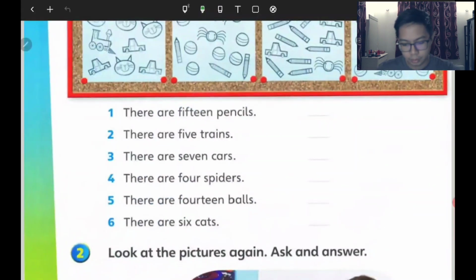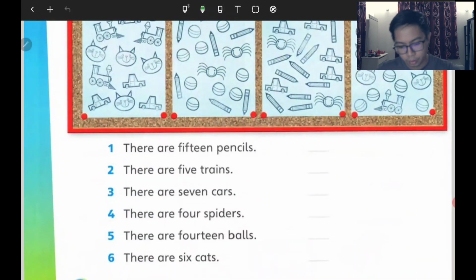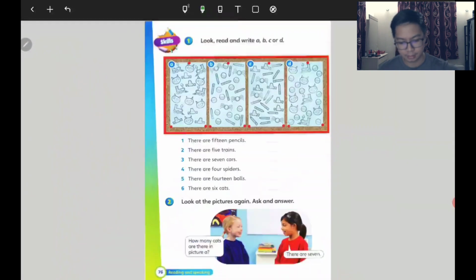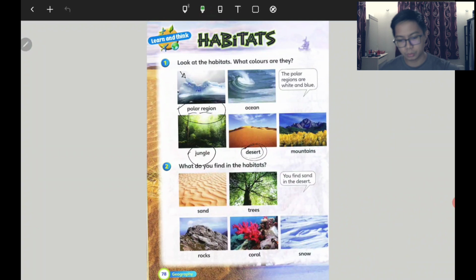And then over here we can see that there are a few numbers: 15, 5, 7, 4, 14, 6. So you need to recognize, you need to know the spelling as well. And of course, you need to know how to read the sentence. And then over here, it's about the house. We did this already.